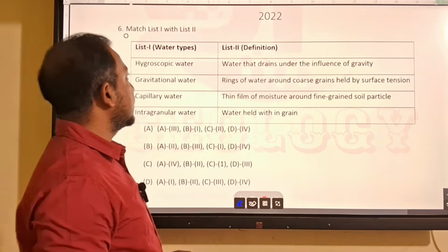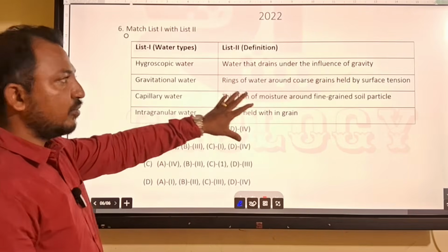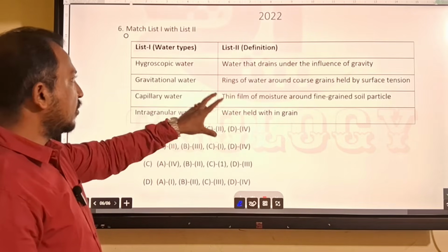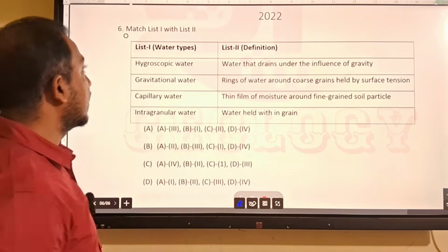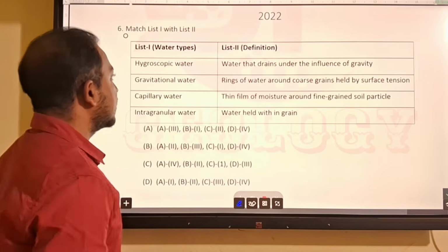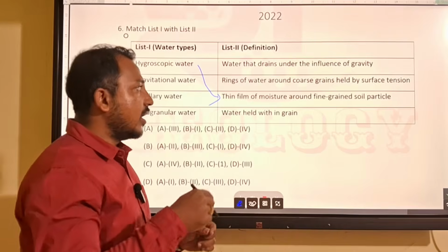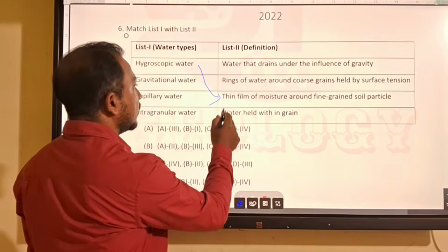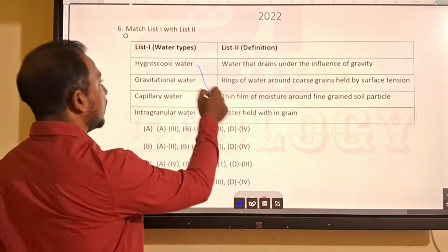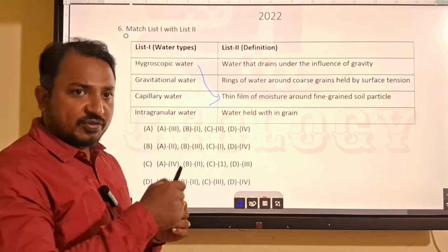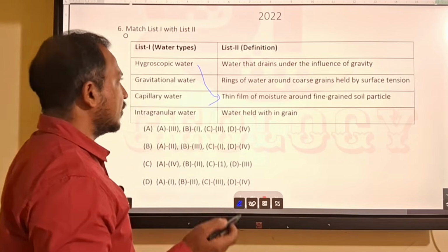Next we have a table match question. There are different types of water and the definitions are given here. You have to know the exact match, so remember the definitions. First is hygroscopic water. This is water found around fine grain soil particles, a thin film of moisture around fine grain soil particles. Those are called hygroscopic water. This is not available for use.